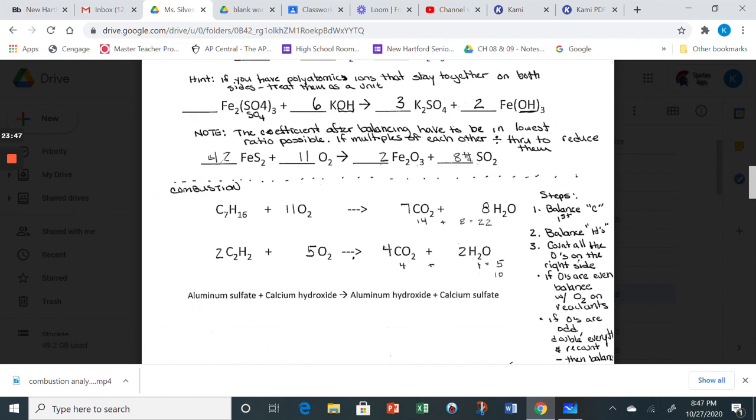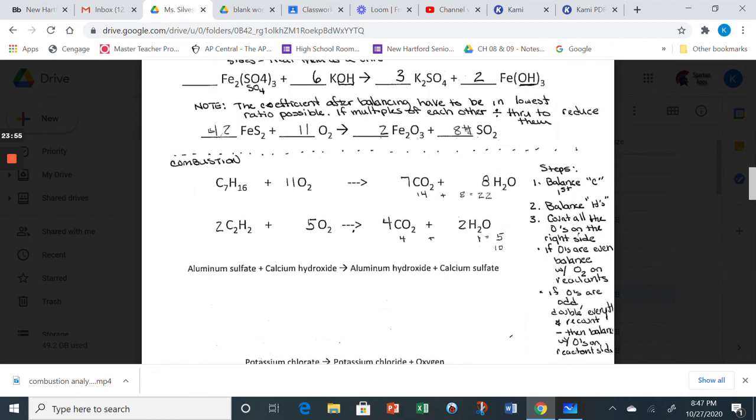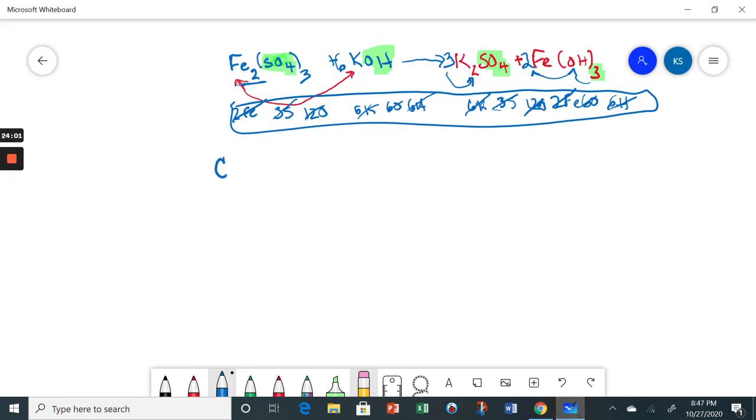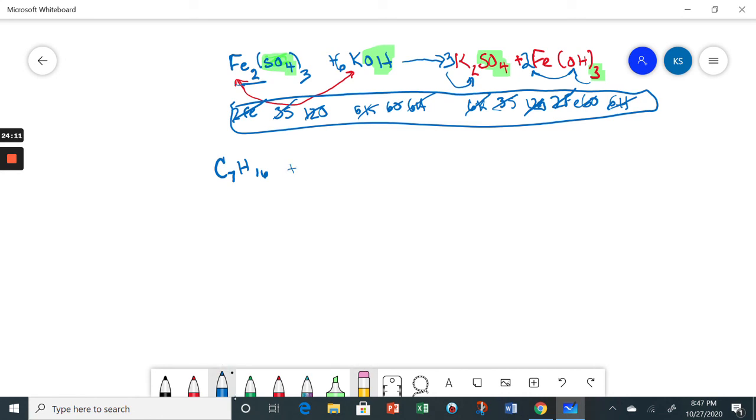Right? So you do want to write down your steps, and I'm going to pick the first one, which is C7H16. Combustion has O2. We make CO2 and H2O. So a lot of times with combustion, they don't finish out the reaction because you're supposed to finish it out.